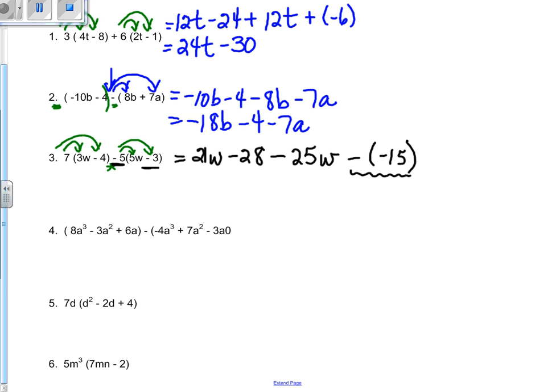I'm going to put my w's and my numbers into their piles, collect like terms. I have 21 w's. Take away 25 w's, I have negative 4 w's. For my numbers, I have negative 28. Take away negative 15 is the same as add positive 15. I end up with negative 13.